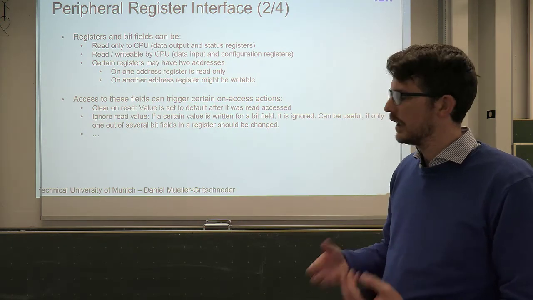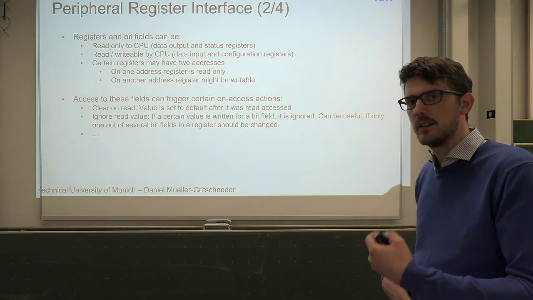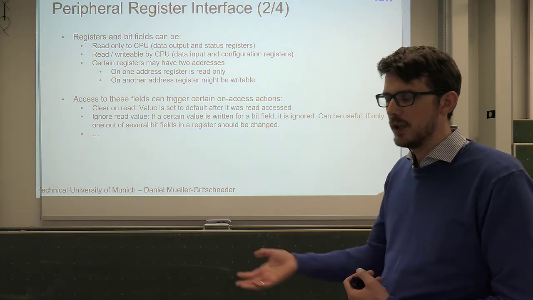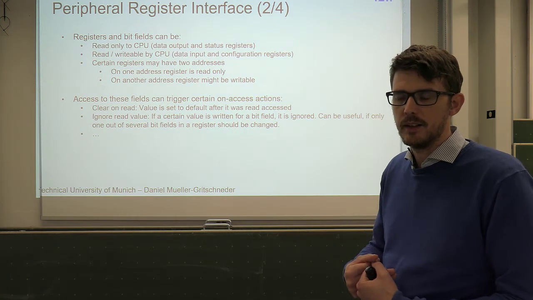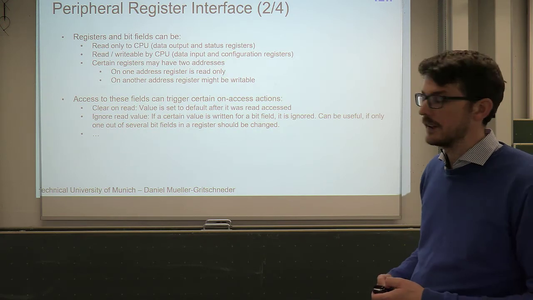This is kind of clear-on-read behavior. So you don't have to go back and set it to 0 again yourself in software. If you read it once, it expects you to know what the ID is, and then it just deletes this ID again and can reuse it for the next interrupt coming.